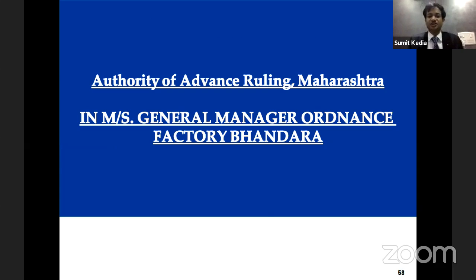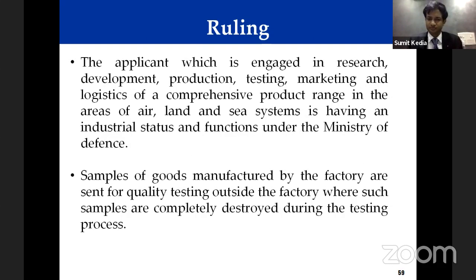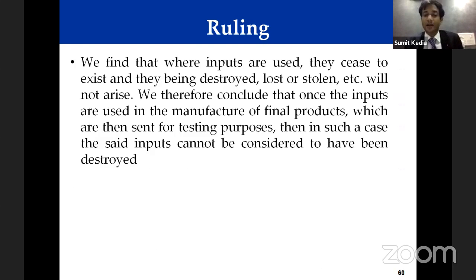Almost we are coming to the end of our presentation. In this advance ruling, if you see, the company was sending the products for testing, and these testing products were destroyed. Advance ruling authority said ITC need not be reversed because these are put to the test of manufacturing. I repeat, the goods are put to manufacturing, and after testing, if the goods are destroyed, it becomes an inherent part of manufacture used in the course or furtherance of business. Since these are already put to the test of manufacture, ITC should be allowed in such scenario. In that case, it said inputs cannot be considered to have been destroyed.